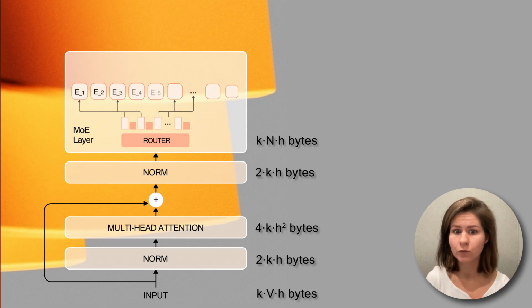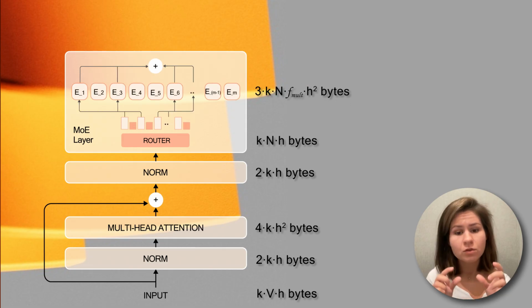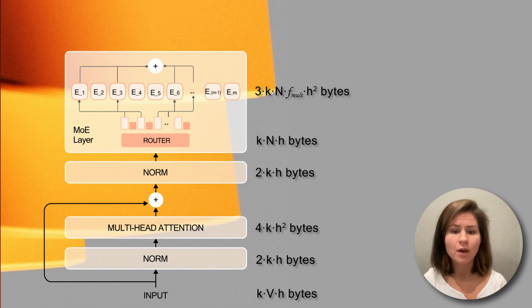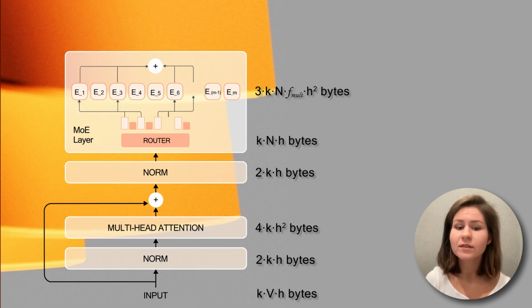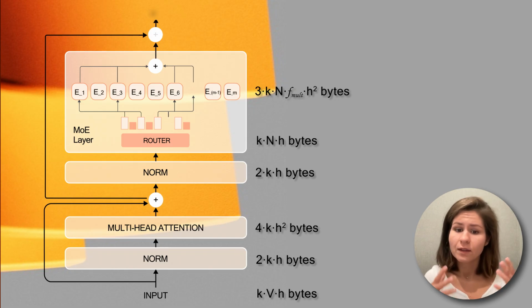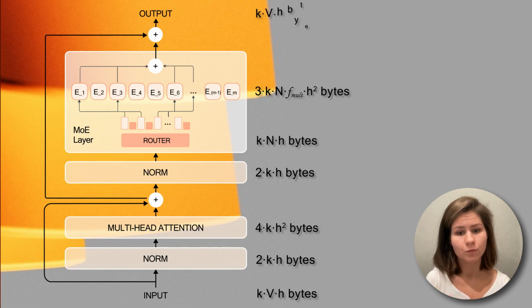Next goes the expert networks themselves. There, we need to account for 3 different projections that each expert performs. One is called up projection. Then goes the gated linear unit that comes from SwiGLU. And then we have down projection, each of the size h by f multiplier by h. Thus, you require 3k n f multiplier and h squared bytes. We finish off with an output embedding matrix, and it requires the same number of bytes as an input one.